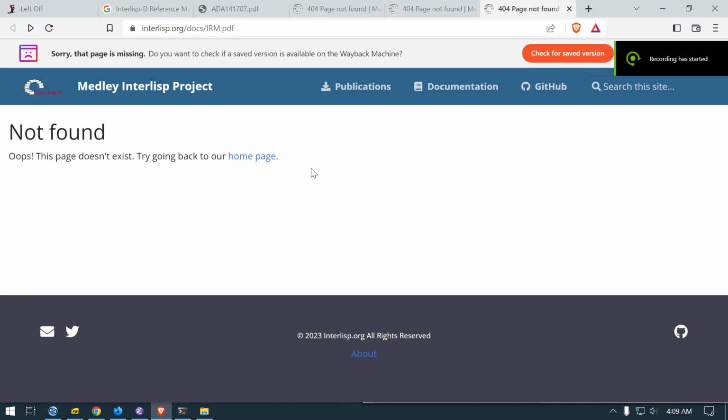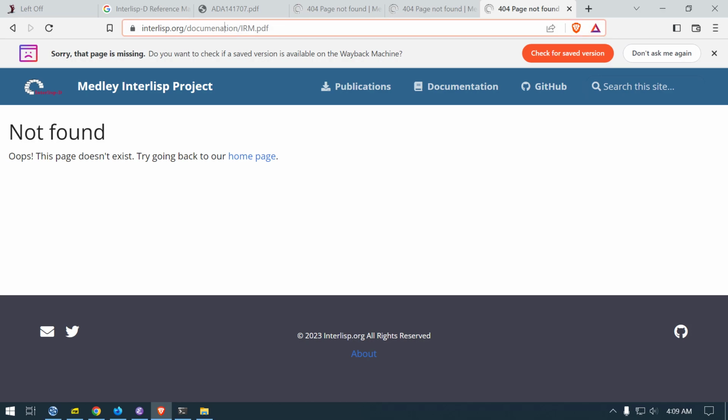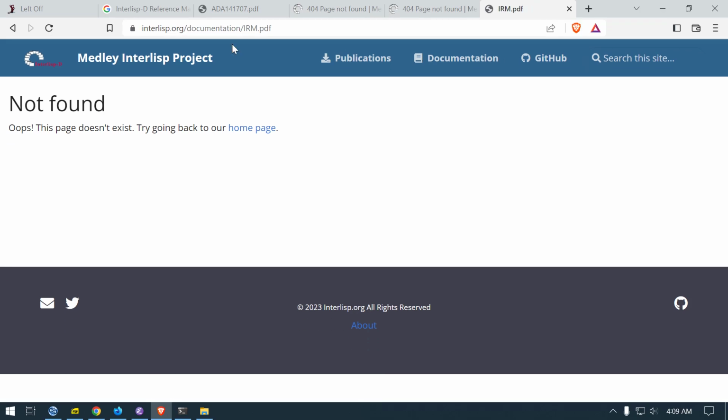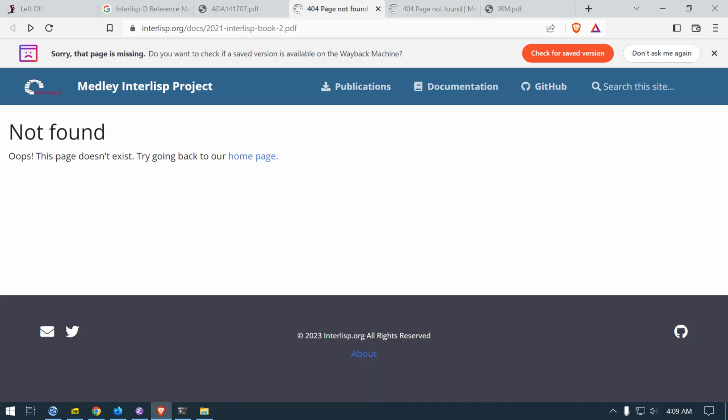Sometimes when searching the web and coming back to some of the docs on Interlisp, I've seen links that are broken. It seems like some of them have gotten fixed, but it looks like the docs have changed to documentation instead of docs, if I could spell correctly. And on some of these, they're just not there anymore. They've been renamed maybe. Or in this case, this book's not there, but the third book is there.